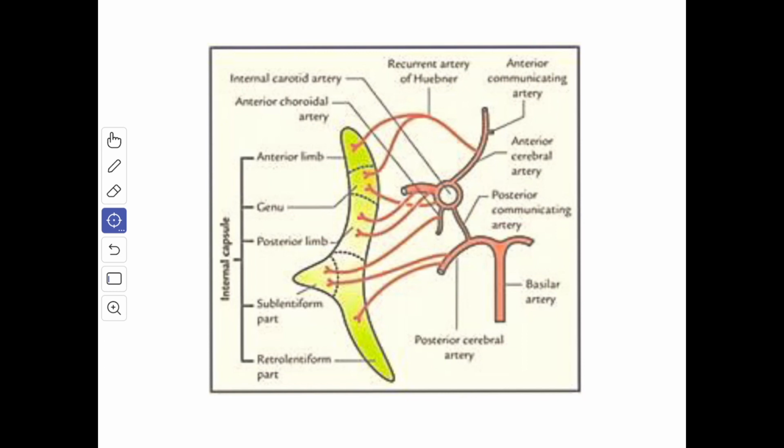The lesion of the posterior one third of the posterior limb and the sublentiform and the retrolentiform parts of the internal capsule leads to visual and auditory defects, and these lesions usually occur due to thrombosis of the anterior choroidal artery, which is a branch from the internal carotid artery.